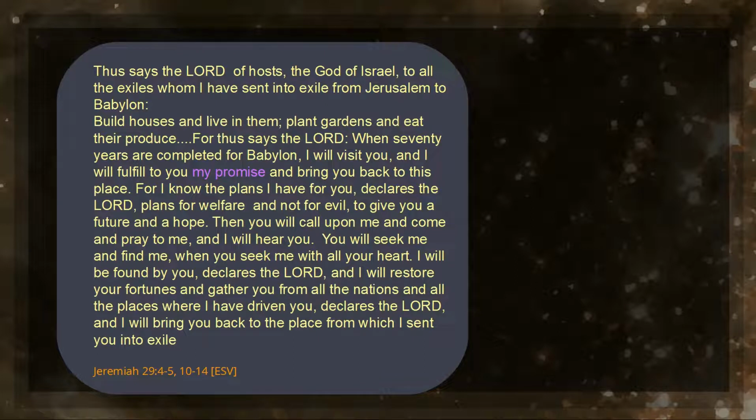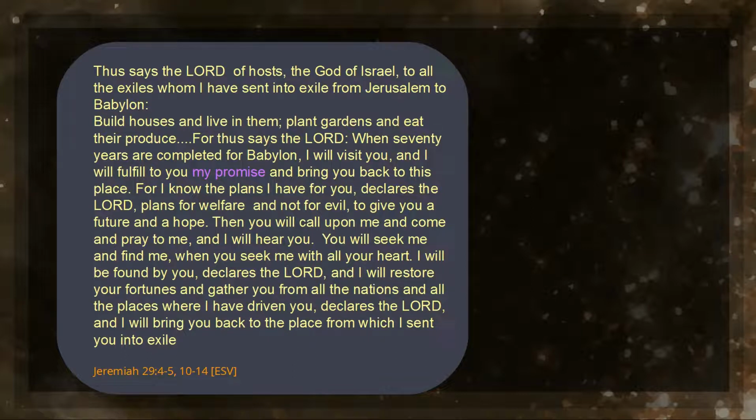Thus says the Lord of hosts, the God of Israel, to all the exiles whom I have sent into exile from Jerusalem to Babylon: build houses and live in them, plant gardens and eat their produce. For thus says the Lord, when 70 years are completed for Babylon, I will visit you, and I will fulfill to you my promise and bring you back to this place. For I know the plans I have for you, declares the Lord, plans for welfare and not for evil, to give you a future and a hope.